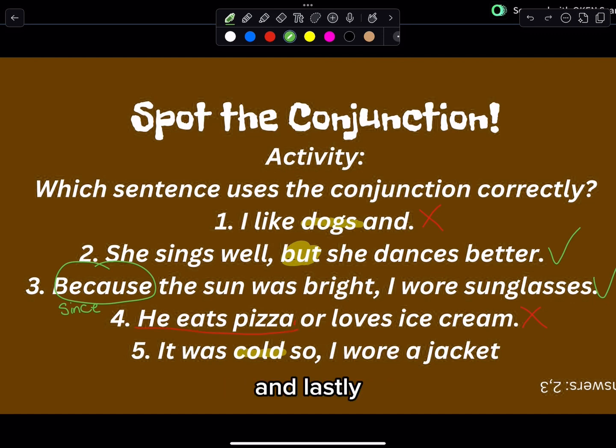And lastly, number 5, which reads, "It was cold, so I wore a jacket," is correct. So, much like "because," is giving an explanation. Since the speaker was cold, they decided to use a jacket.